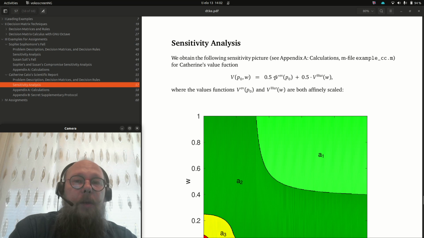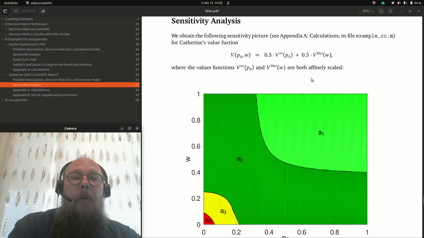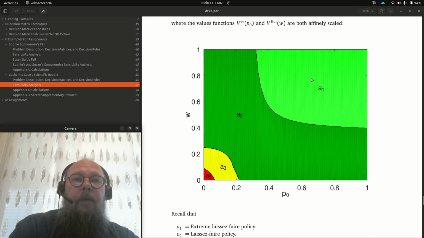And of course, when we combine two rules, these have to be both finally scaled to the interval 0 and 1. So it's not written here explicitly that they are scaled, but it's always understood that when we look at the compromise, so when we add value functions, the value functions have to be on the same scale. Otherwise, it doesn't make too much sense. And we get the following picture.